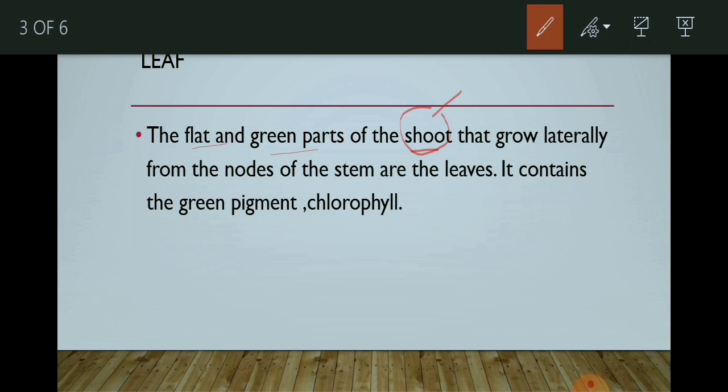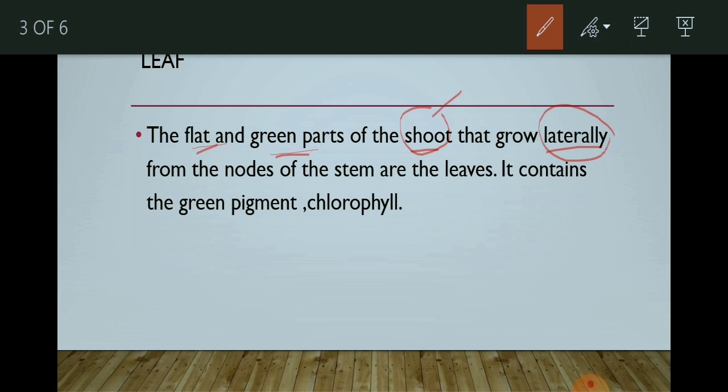So the leaf is the flat and green part of the shoot that grows laterally. And what is the meaning of growing laterally? Laterally means sideways. If it is growing sideways, or you can also say growing in a horizontal direction, that is known as lateral growth.